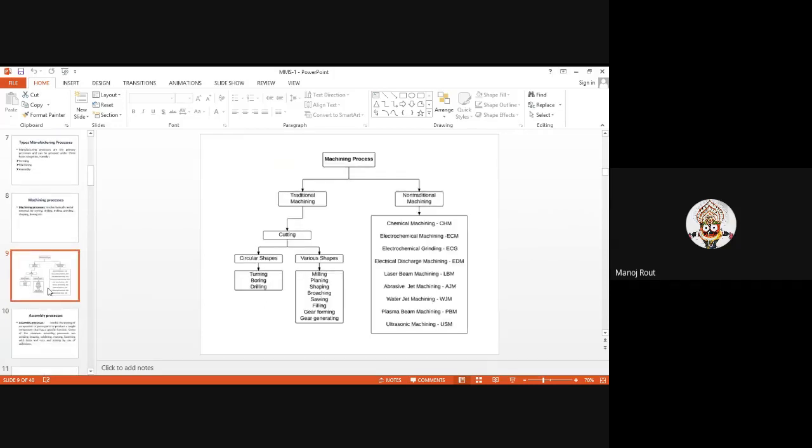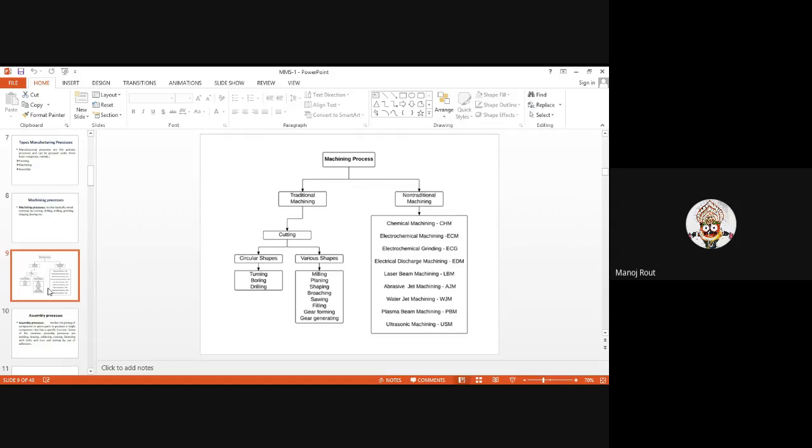If you classify the manufacturing processes, they are basically divided into two types. The first one is the traditional machining process and the other is the non-traditional machining process. The traditional machining process is known as the cutting process. Cutting is also divided into two types, that is circular shape cutting processes and various shape cutting processes.